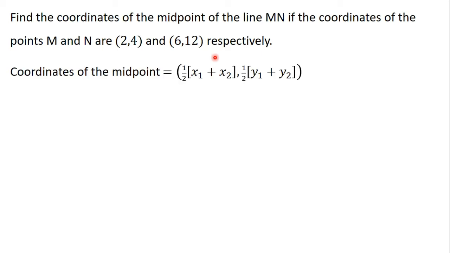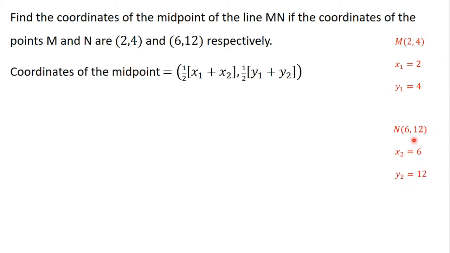As we have already seen, the coordinates of the midpoint is equal to half of x1 plus x2 as the x-coordinate and half of y1 plus y2 as the y-coordinate. M is the first point, so the x-coordinate of M will be x1 and the y-coordinate of M will be y1. N is the second point, so the x-coordinate of N will be x2 and the y-coordinate of N will be y2. So we have x1 as 2, y1 as 4, x2 as 6, and y2 as 12.